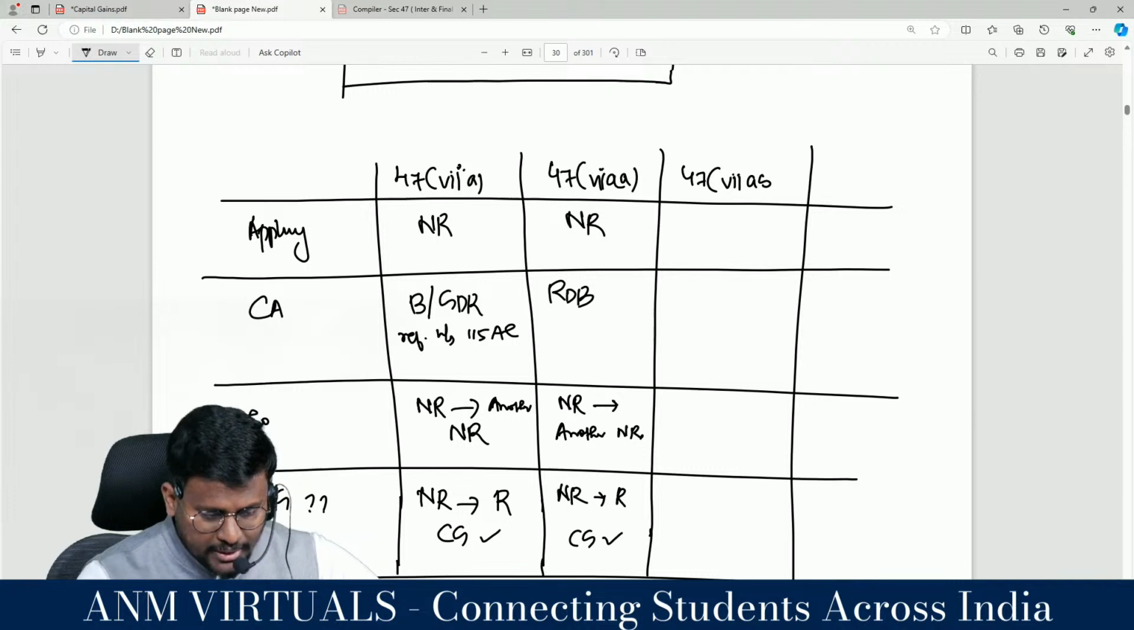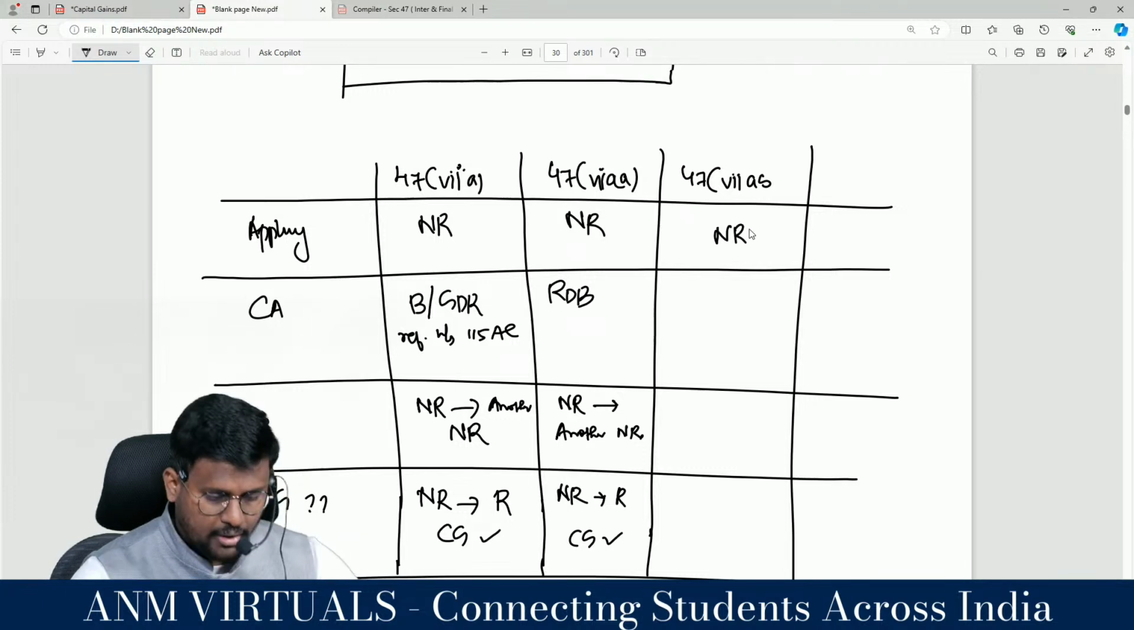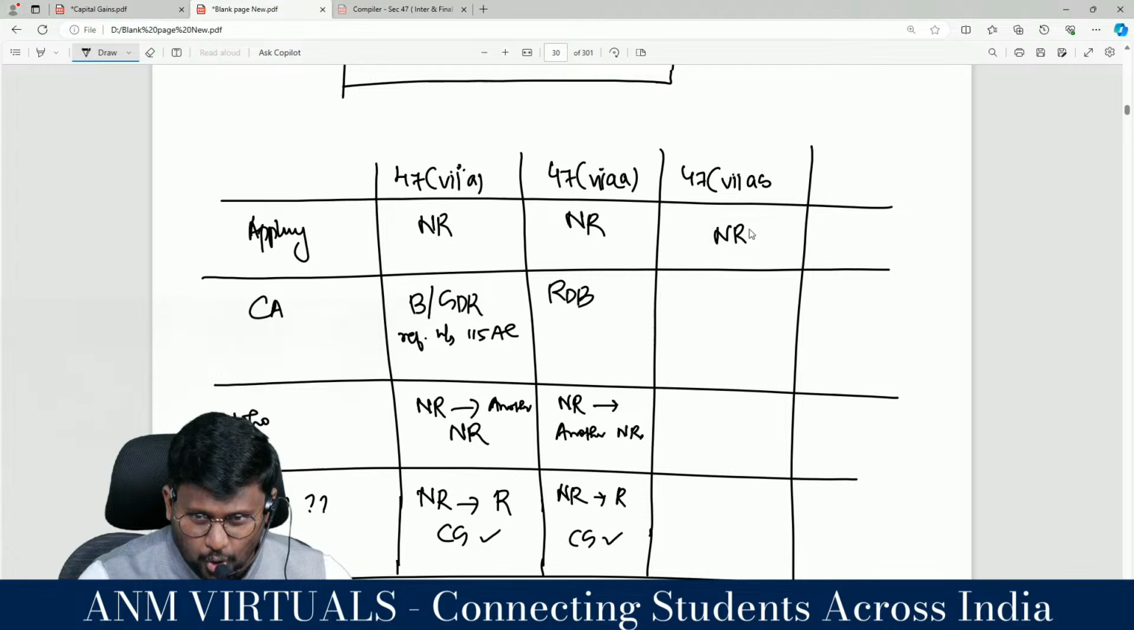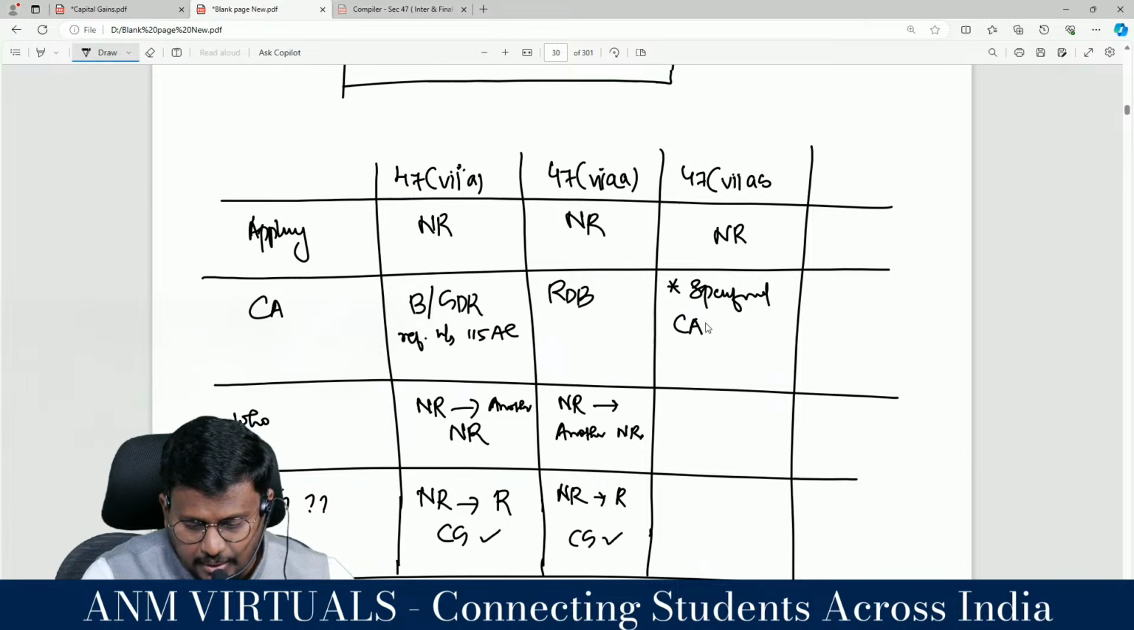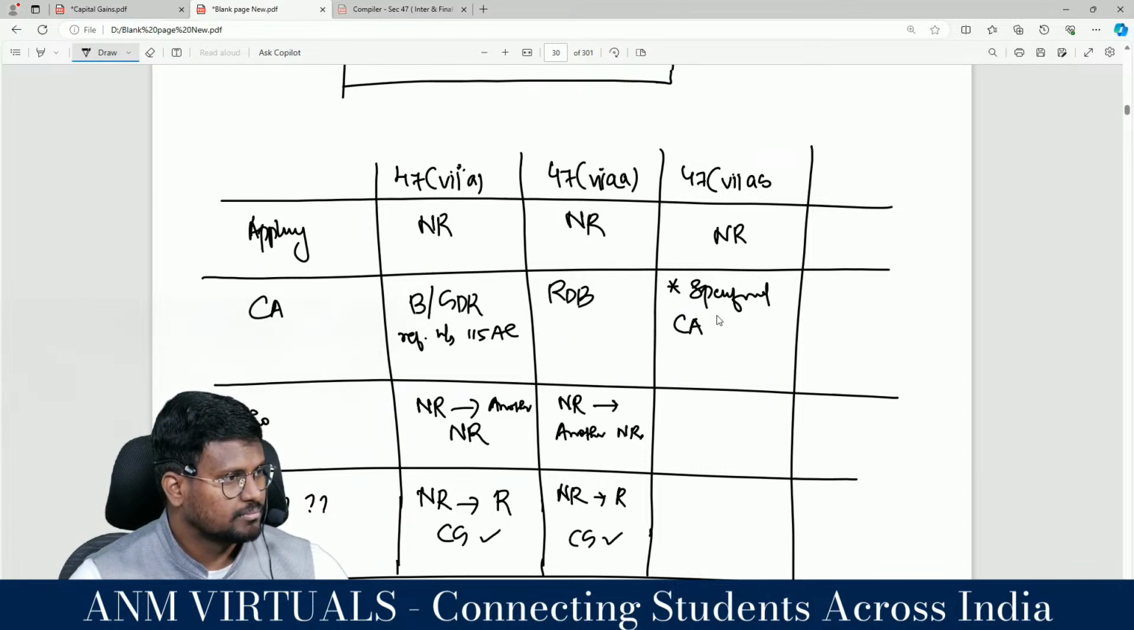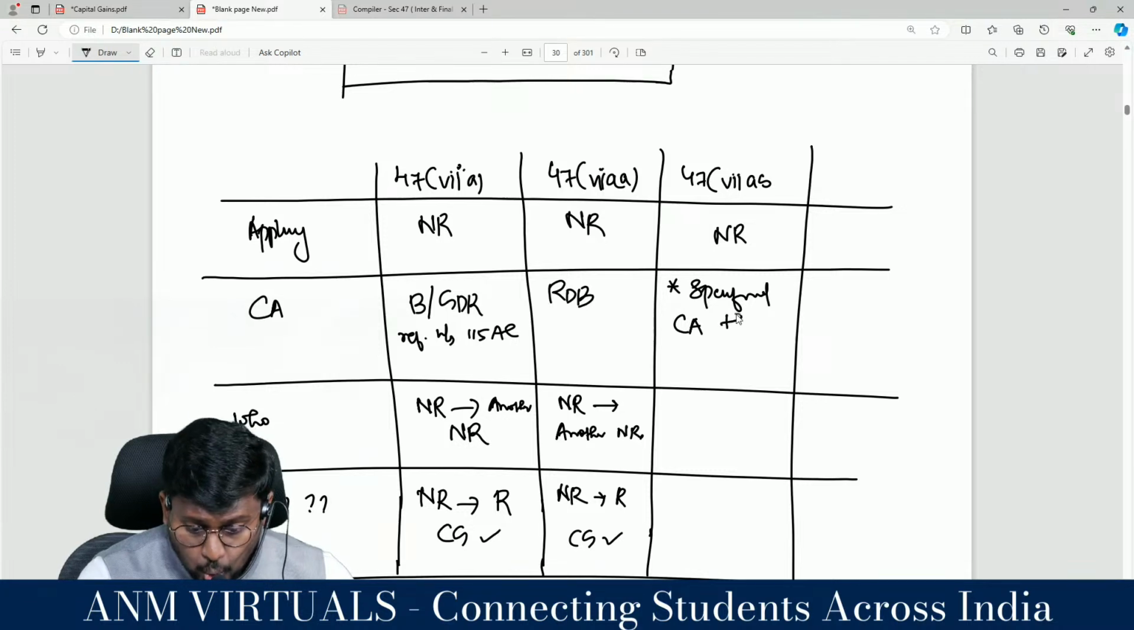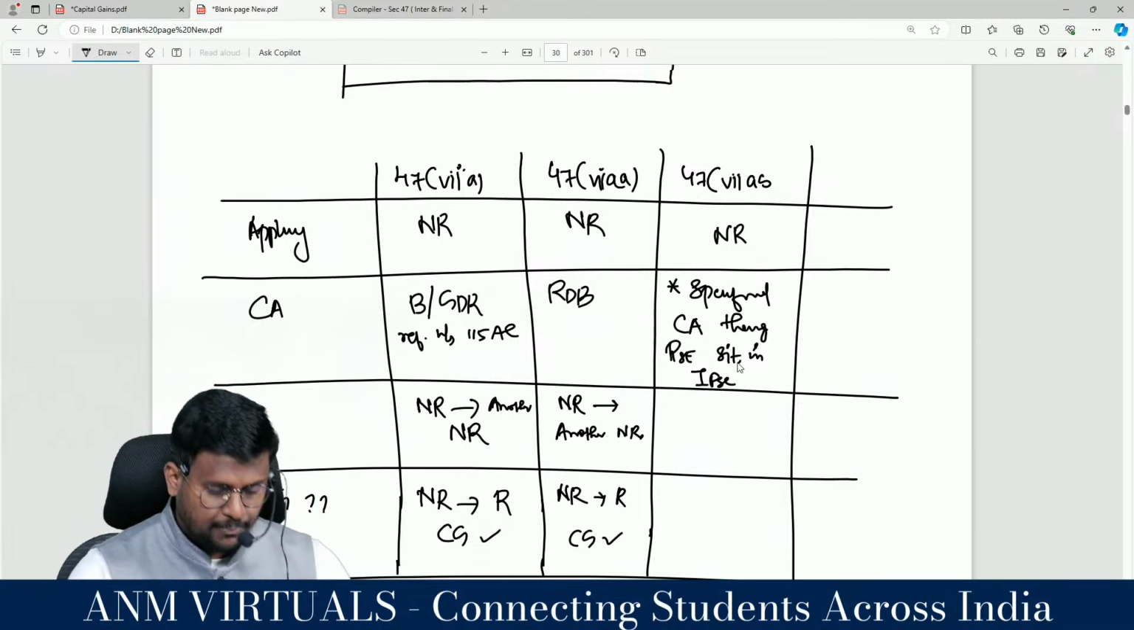Which is applicable to non-resident? Non-resident. What is the capital asset? I can't write in full, so I will be putting some asterisks or something, and I will write: specified capital asset through recognized stock exchange situated in IFSC. Comfortable?